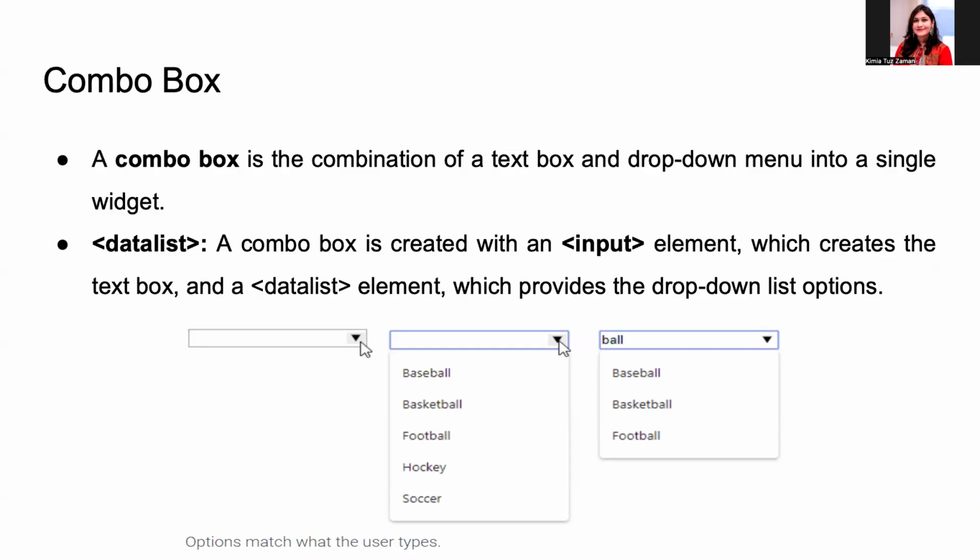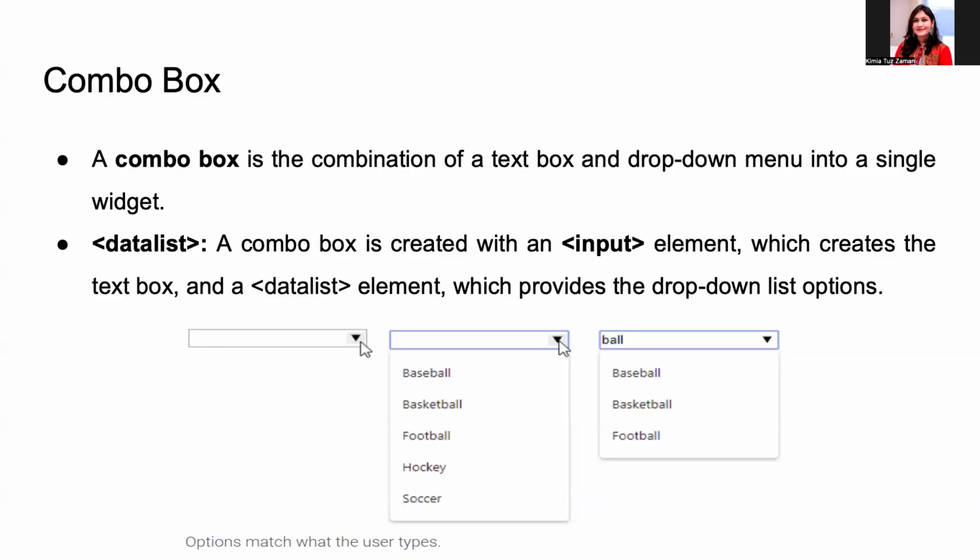Looking at the example on the slide, notice that as the user types something like ball, the combo box automatically filters and suggests matching items such as baseball, basketball, and football. This makes the input faster and helps prevent errors since the user doesn't have to type the whole value themselves. So, in real world usage, combo boxes are very useful when you want to offer suggestions but still allow the user freedom to type their own input. Think of search bars, autofill fields, or form fields where you want both guidance and flexibility.